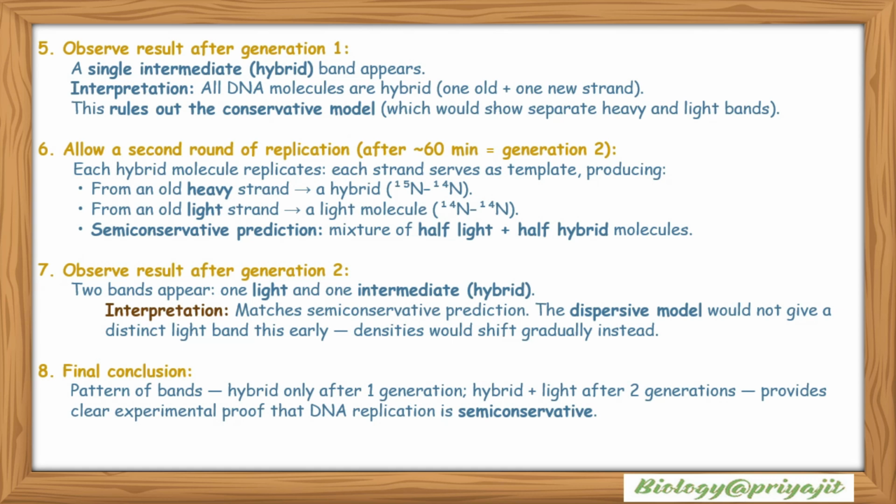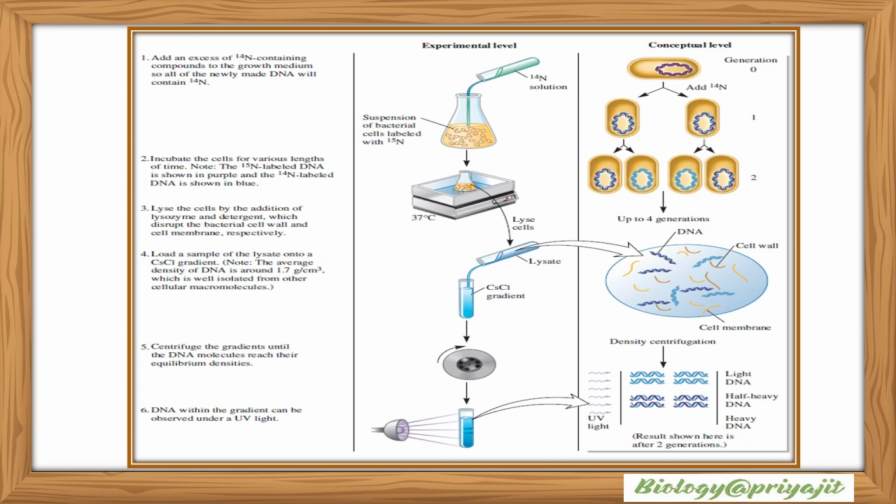Observe the result after the second generation: two bands appear, one light and one intermediate or hybrid. Interpretation: this matches the semi-conservative prediction, and the dispersive model wouldn't give a distinct light band this early. Densities would shift gradually instead. So the final decision is the pattern of bands. Hybrid only after one generation and hybrid plus light after two generations provide clear experimental proof that DNA replication is semi-conservative in nature.